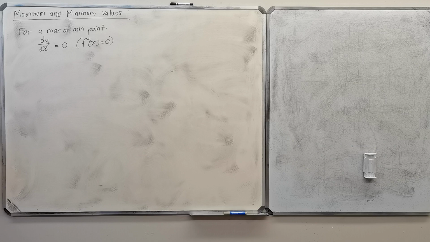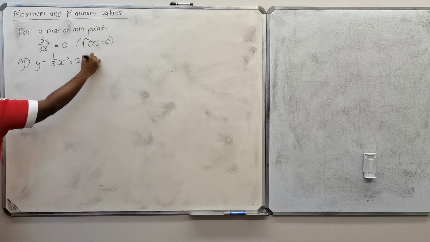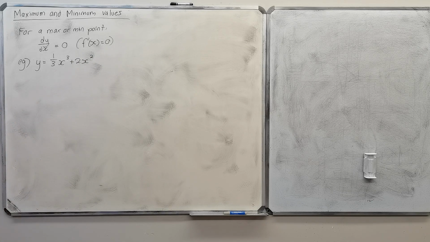So, let's do an example. They want you to calculate the maximum and minimum point of 1 over 3 x cubed plus 2x squared, and distinguish between them.